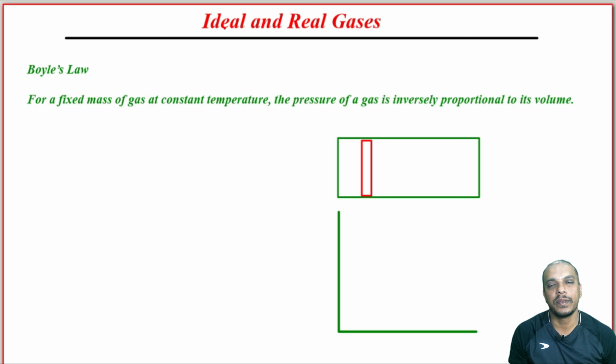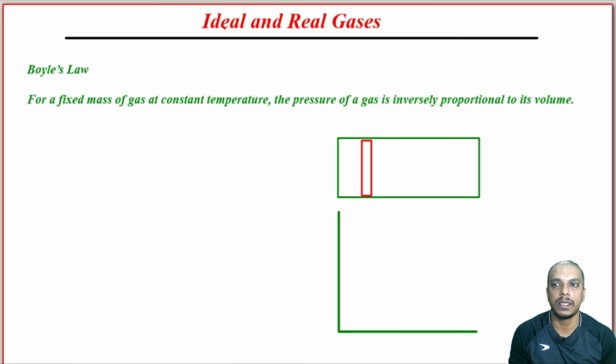In this class, we'll start with ideal and real gases. We'll start with what we already know, which is Boyle's law. For a fixed mass of gas, at constant temperature, the pressure of a gas is inversely proportional to its volume.